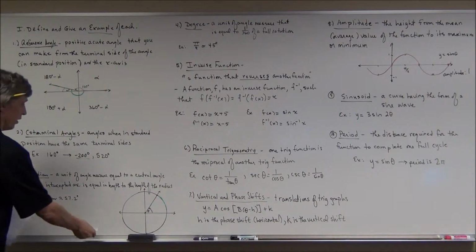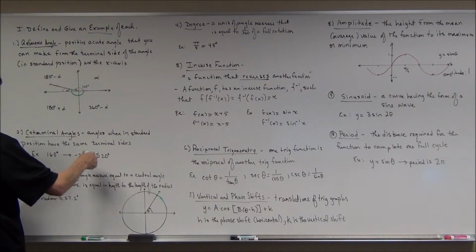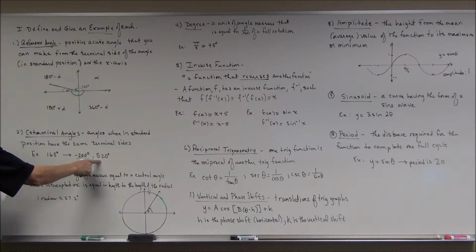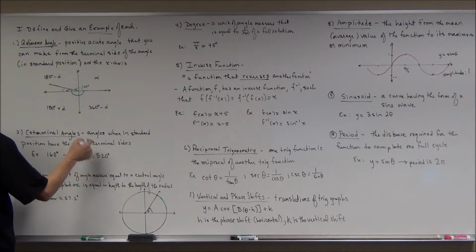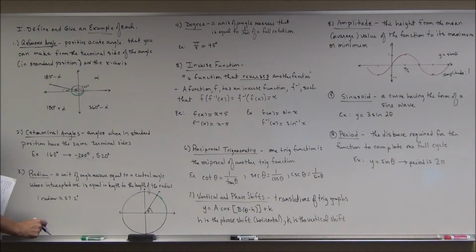Or if I wanted to get a little fancy, I've also got 520 degrees. You say, well, how'd you get that? Anytime you add a multiple, or like here I subtracted 360, if I add 360 or a multiple of 360, I get a coterminal angle. So 520 would be like all the way around and then to here. And that would be coterminal. It would have the same terminal side.